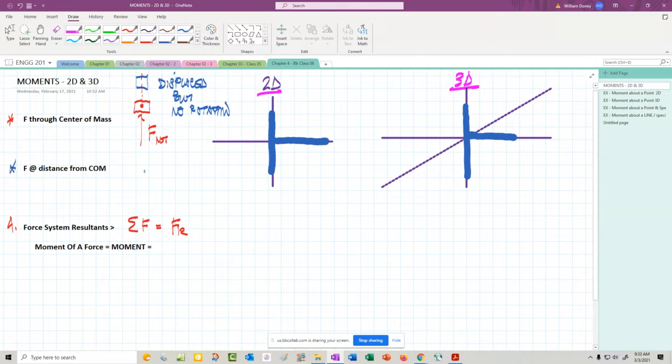However, when we had a force, I'll make the object just a little bigger, instead of pushing through the center of mass, when it was at a distance to the center of mass, we found that the object rotated. Force acting at a distance from the center of mass. And it was referred to in physics 1 as torque.